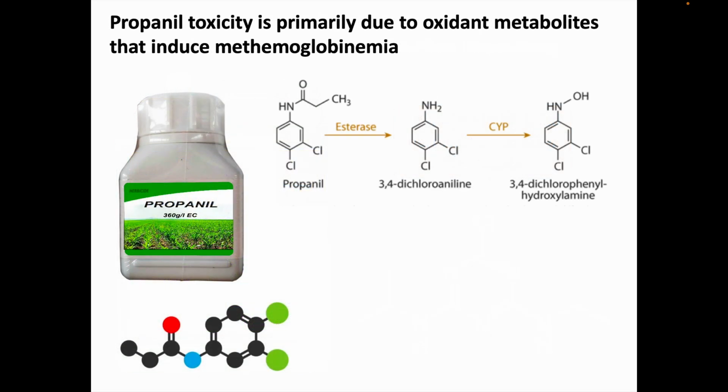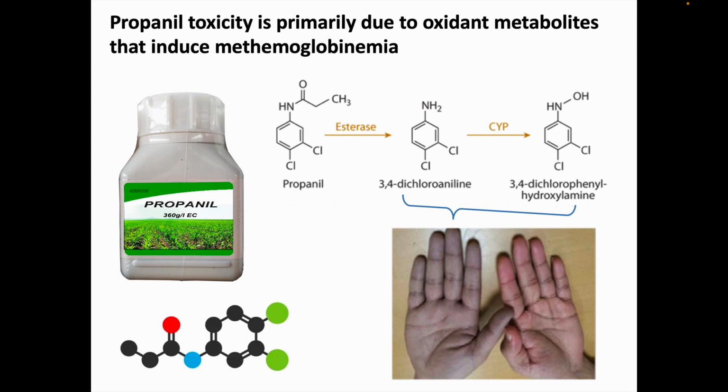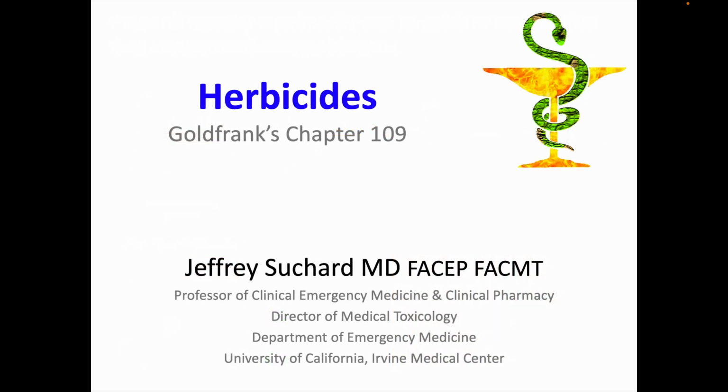And lastly, we'll mention propanil. Propanil toxicity is primarily due to its metabolites, which are aniline and amine oxidants, which will oxidize hemoglobin into methemoglobin. And that's all I have about herbicides.